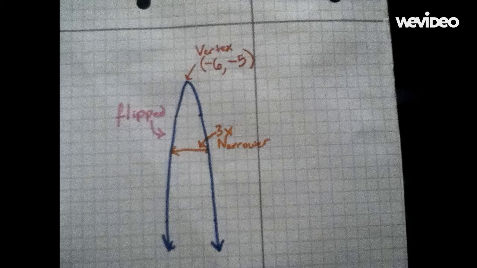Then from there, you can plot another point by going over 1, down 9, because the original pattern was over 1, up 3. You multiply the y value by -3 to get -9. You would have points on -4, -17, and -8, -17. The parabola is 6 units left of the parent function and 5 units down. It is also 3 times more narrow and flipped from the parent function.